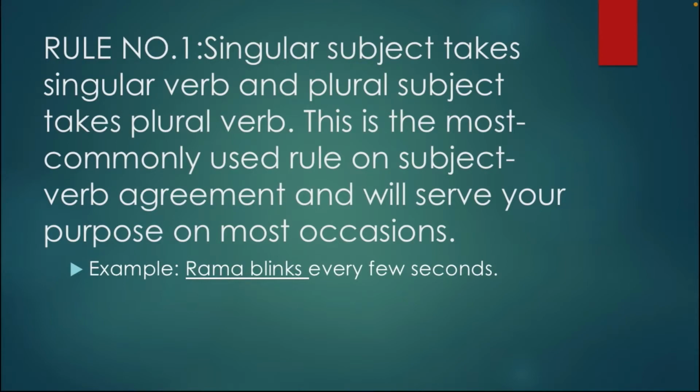And another example is Rama and her friend blink every few seconds. So the subject is Rama and her friend, and the verb is blink. Another example is the siblings eat frequently. That's why they are obese. So the subject is siblings, and the verb is eat. So the siblings eat frequently, and the other is that's why they are obese. So the subject is they and are obese. So the siblings are obese.